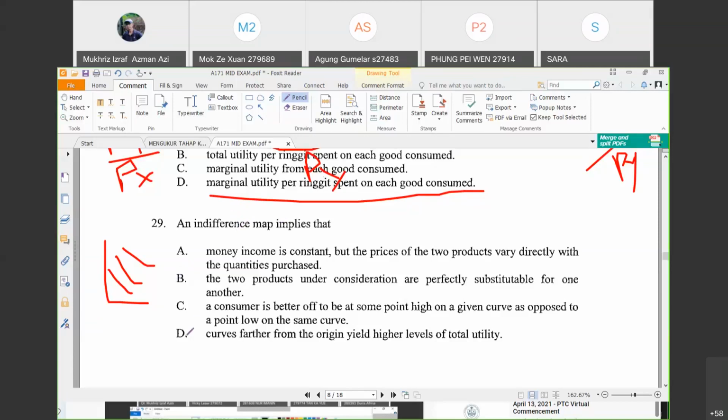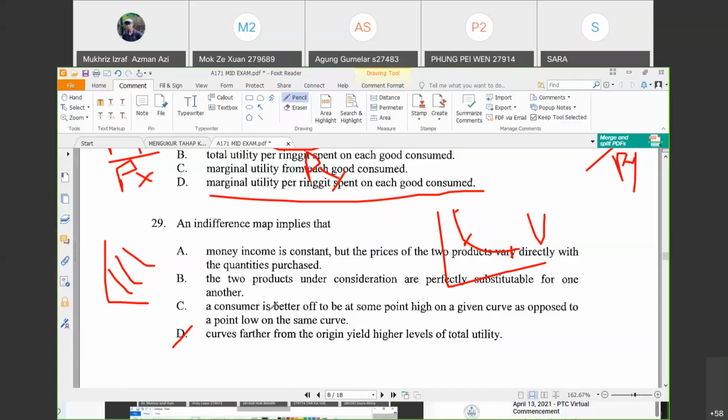So it should be answer D. Why is C wrong? It says the consumer is better off at some point on a higher curve as opposed to a point on the same curve. This is the definition of an indifference curve. Whenever you draw an indifference curve, it means the same amount of utility. So whether you are at this point or this point or this point, the amount of utility will be the same. You are just changing the combination of X and Y.